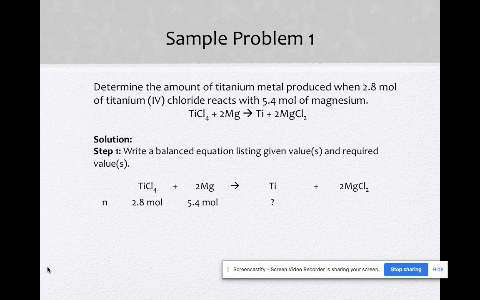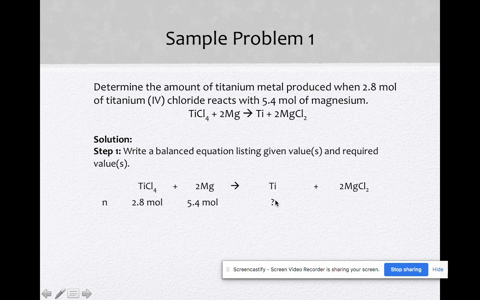So if we look here, you can see we're given our balanced equation. So I rewrote that over here. And then from there, we're setting up our chart where we have our moles. And we're told in the question that we have 2.8 moles of titanium chloride and 5.4 moles of magnesium. And we're trying to figure out how much titanium will be produced in this reaction.